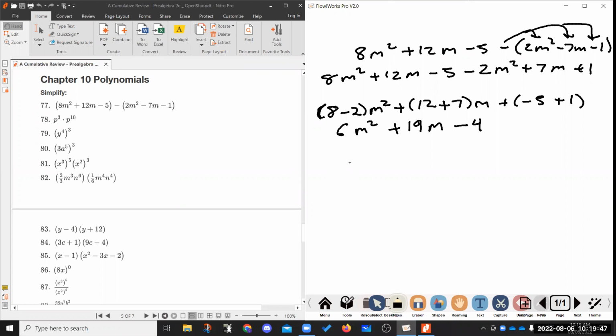Problem number 78 asks us to multiply p to the third times p to the 10th. So remember our rules of exponents: when we multiply like bases, we add the exponents.